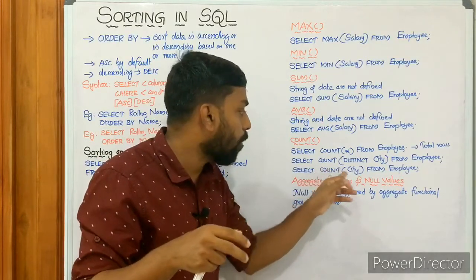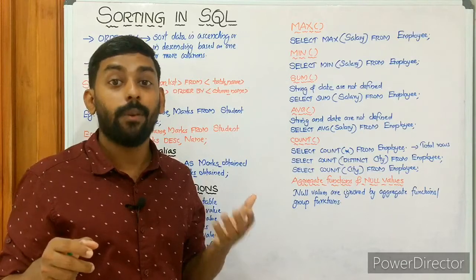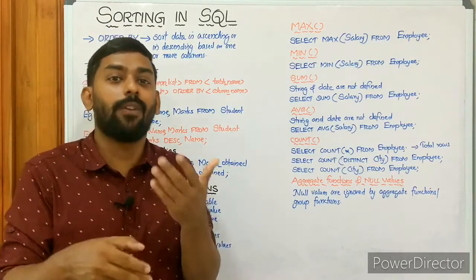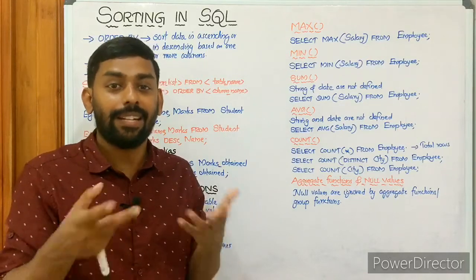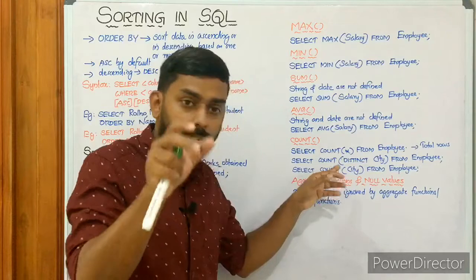Select count of city from employee. How many cities will be selected? Okay, all the cities, right? Duplication will also be taken. 30 cities, right? Yes. Count of city will be the column name.